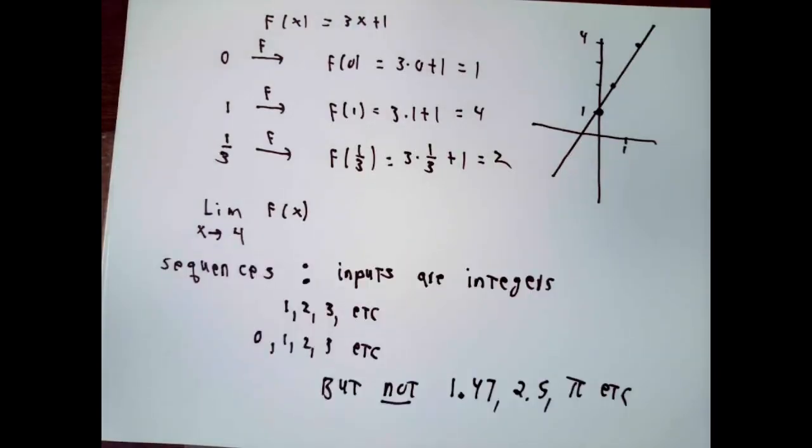Formally speaking, a sequence is going to be a function, but it's a new kind of function. The inputs are going to be integers, positive integers usually, 1, 2, 3, and so on. Sometimes it's convenient to start counting at 0, so I might have 0 or 1 or 2 or 3 and so on, but not something like 1.47 or 2.5 or pi.